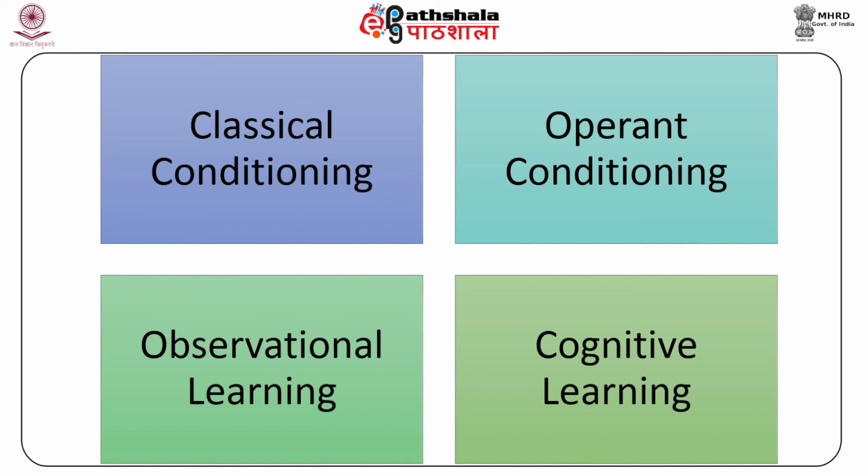Third, observational learning. Observational learning happens by watching the behavior of others. If others are rewarded for their behavior, then the individual learns the behavior and tries to do the same. The fourth, cognitive learning. Cognitive learning results from classroom teachings. Here, individuals are taught how events and objects are related to each other without actually experiencing them.